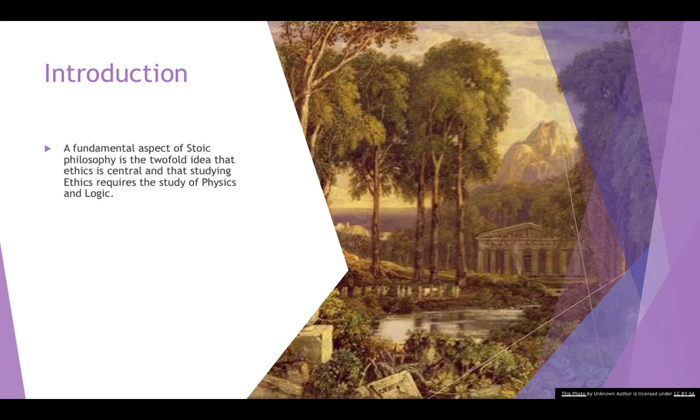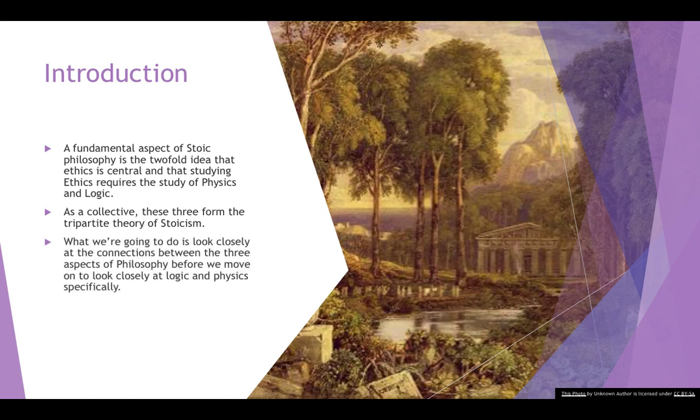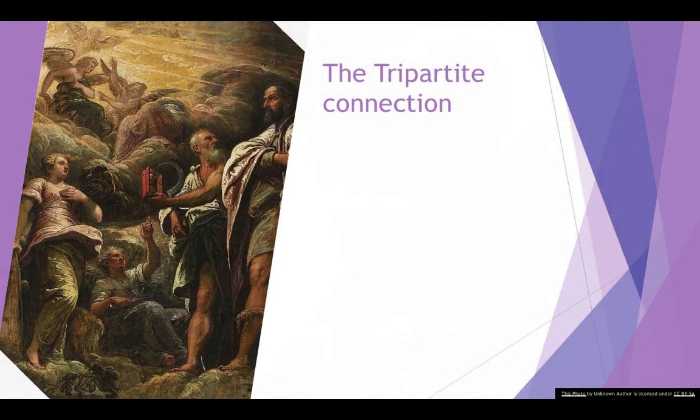As an introduction, a fundamental aspect of Stoic philosophy is the twofold idea that ethics is central and that studying ethics requires the study of physics and the study of logic. So when we look at the Stoic understanding of physics and logic, we're using our knowledge of physics and logic to prop up our understanding and our study of ethics. As a collective, these are the tripartite theory of Stoicism. We'll look closely at the connections between these three aspects before we look at logic and physics specifically, and in the next lesson, we're going to look at ethics.